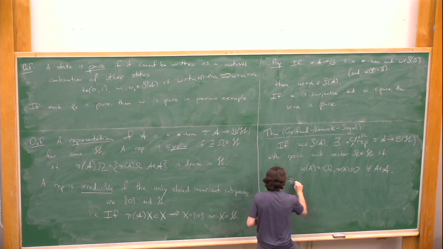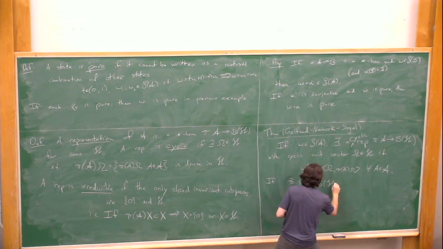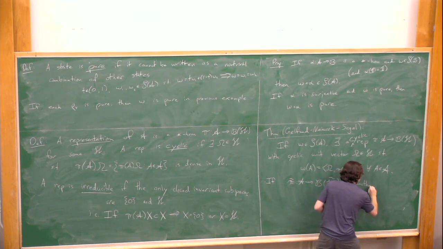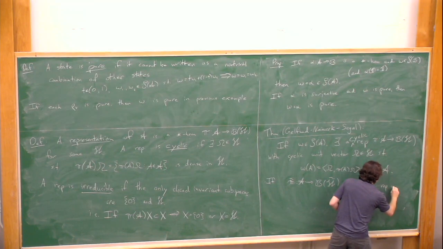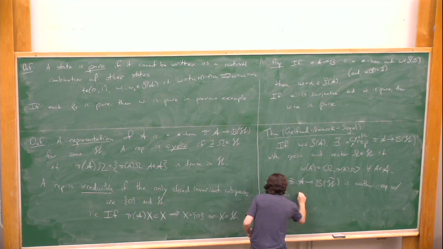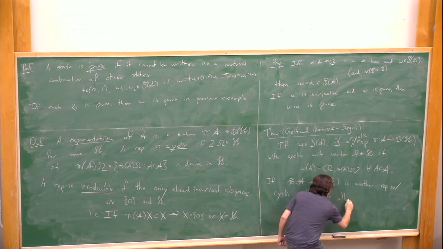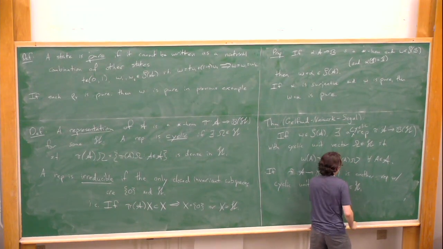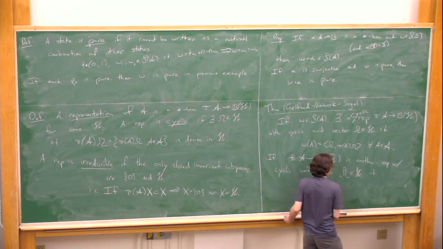So if pi tilde is another representation with cyclic unit vector tilde omega, and it also satisfies this property that the capital omega represents the little omega.